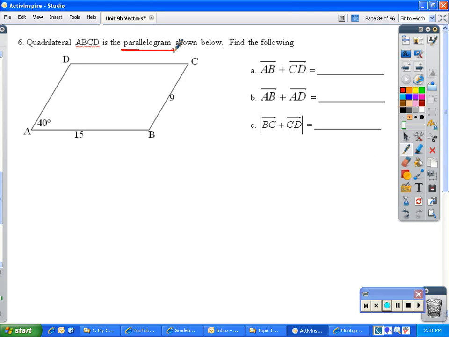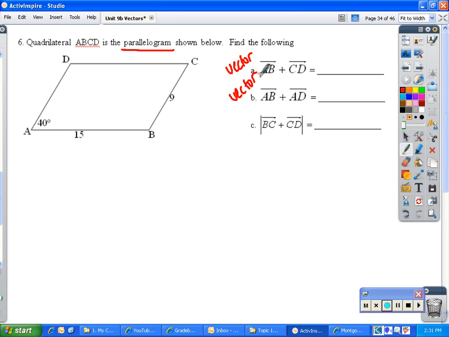So first of all, I'm going to look at the questions, just because I want an idea of what kind of answers I need to give. A and B just look like vectors being added together, and if you add a vector plus a vector, you will get a vector as an answer. So here I'm expecting a vector, and here I'm expecting a vector.